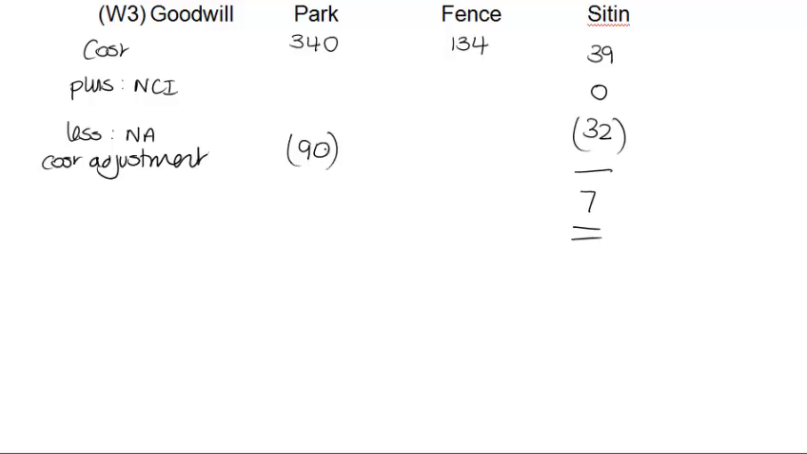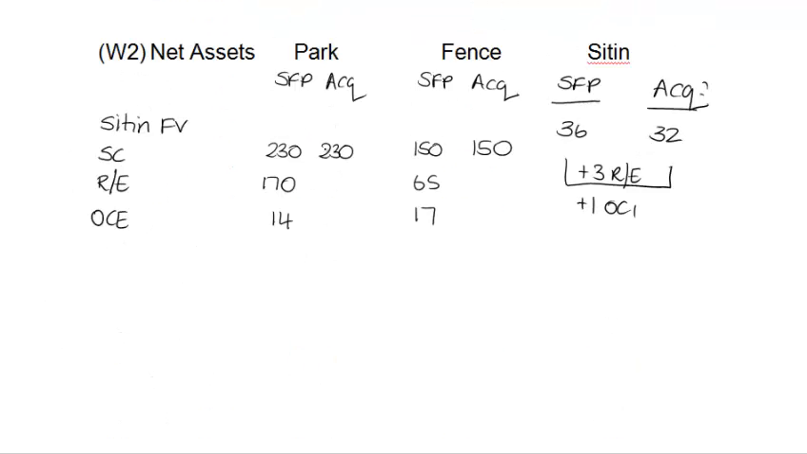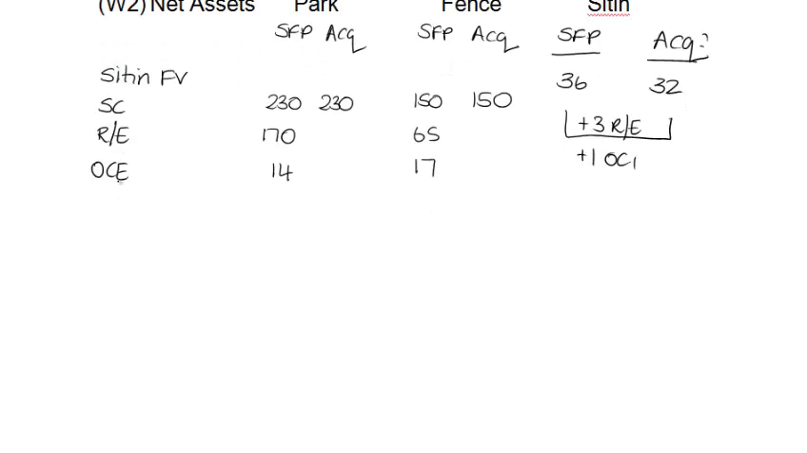Excluding the franchise referred to below, the fair value of the net assets was 360. So let's go to the net assets. Fair value, 360. The excess of the fair value of the net assets is due to land, so we know we're going to have a fair value adjustment in respect of land.